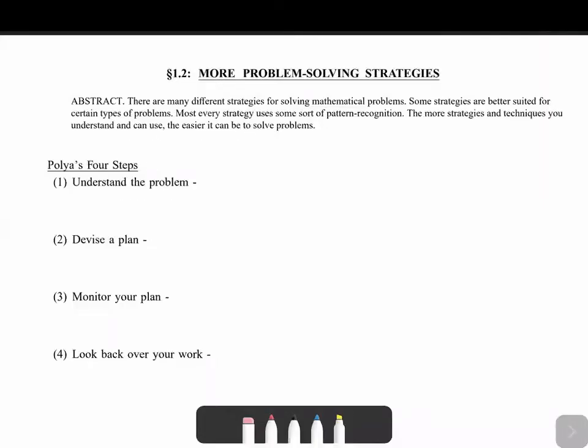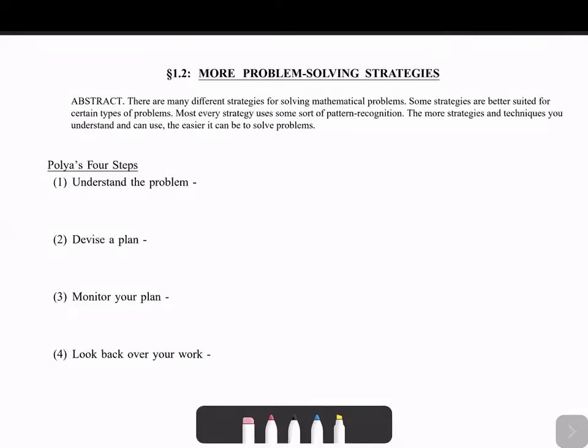Hi everyone, this is the first video for section 1.2, more problem solving strategies. This section goes over more problem solving strategies. So make sure, if you haven't already, go back and read section 1.2 so that you're familiar with some of the problem solving strategies before we do these examples.